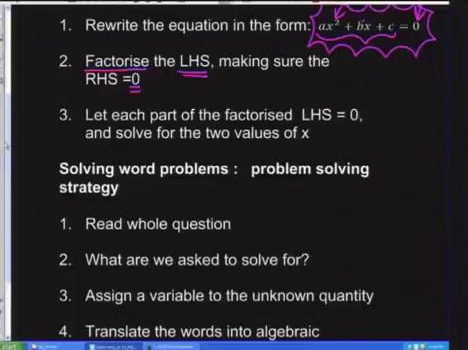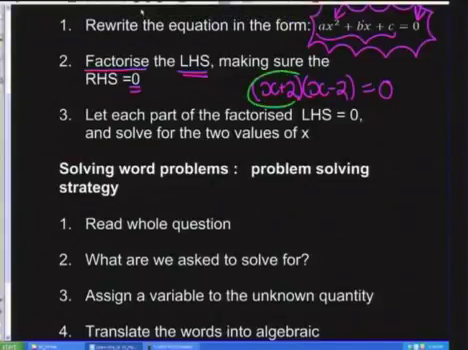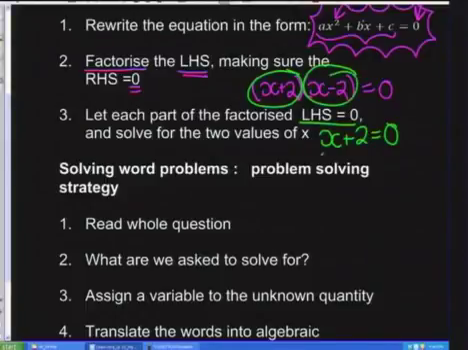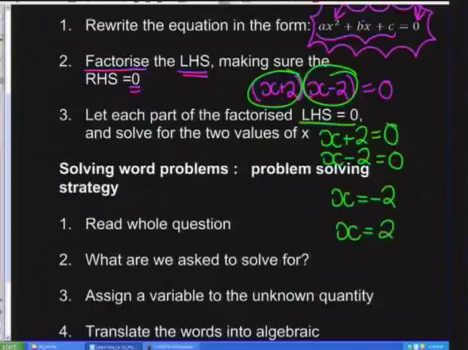Once we've done that, we take each part of the factorized left-hand side. I'm going to use an example over here. Let's say we've factorized it, and I've got an x plus 2 and an x minus 2. We take each part of that factorized answer. In other words, I take the first bracket, which is x plus 2, and I make it equal to 0, and I solve. And I take the other bracket, x minus 2, and I make it equal to 0, and I solve. So in this little example, I would get 2 answers for x. One would be negative 2, and one would be positive 2.